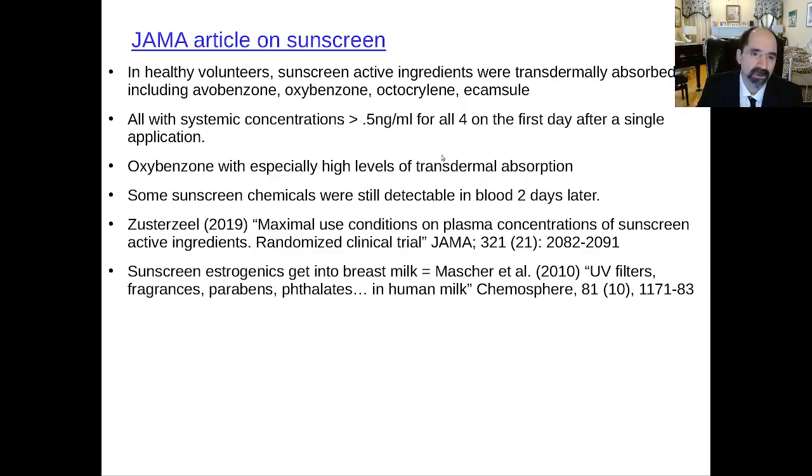Okay, so there was a big article in the Journal of the American Medical Association on sunscreens. So here it is. The title of the article: Maximal Use Conditions on Plasma Concentrations of Sunscreen Active Ingredients. Okay, that's from JAMA, Journal of the American Medical Association, 2019. So the point of this was surprisingly large amounts of these estrogenic chemicals were absorbed transdermally after a single application of sunscreen. And these four chemicals in particular, avobenzone, oxybenzone, octocrylene, and ecamsule, were all absorbed in amounts greater than 5 nanograms per milliliter on the first day when they measured it post-application. And oxybenzone in particular had very high levels of transdermal absorption.